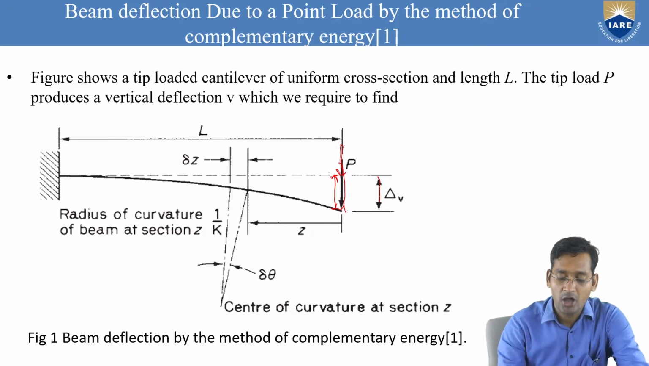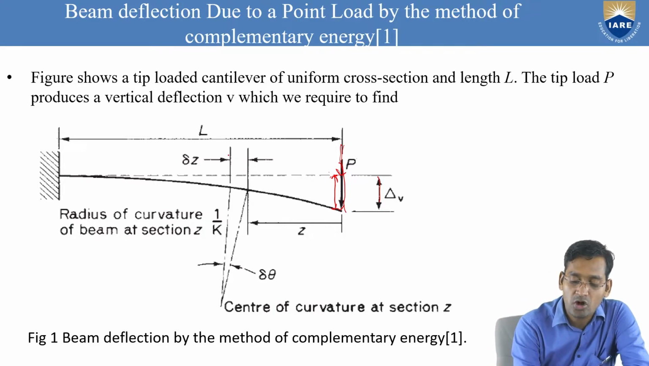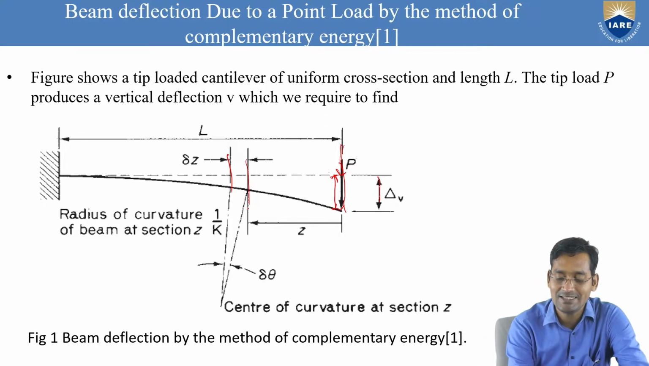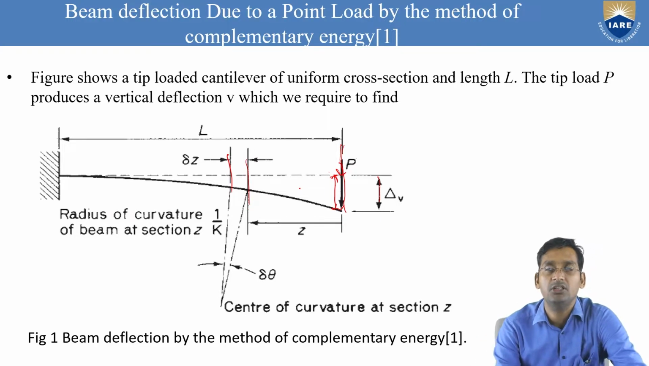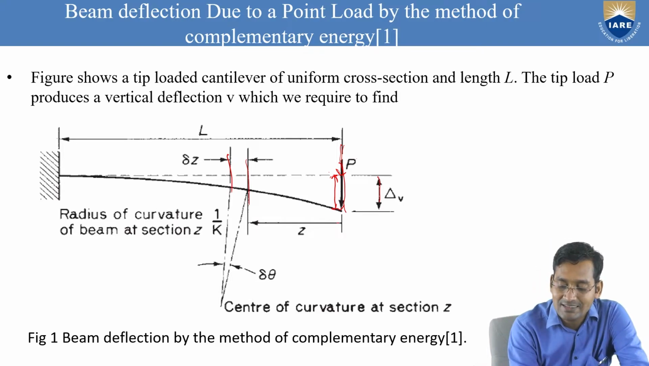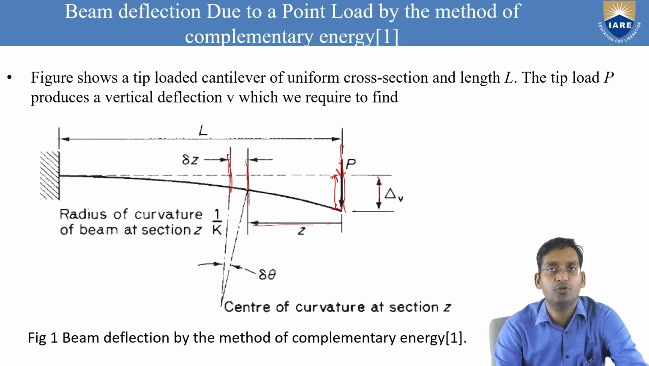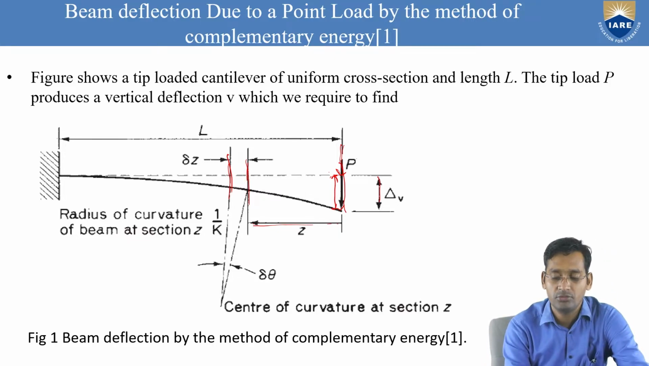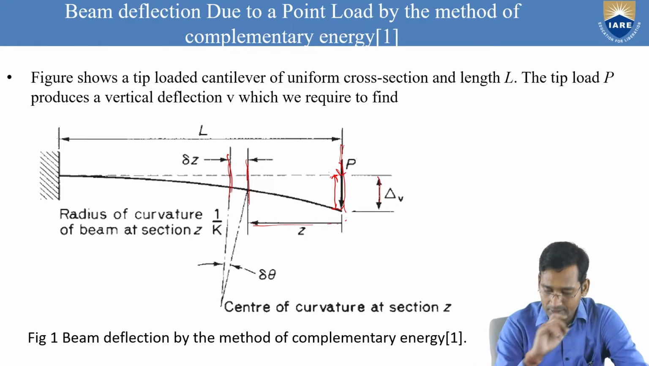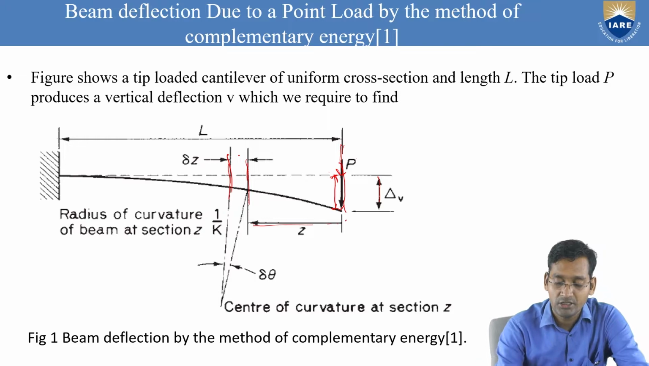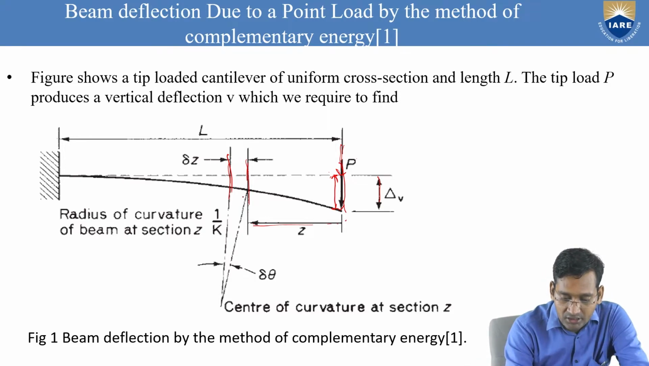Okay, so how will we find it? Take a small element anywhere at a distance Z from the end point, or you can say from the free point. So at a distance Z, take a small element dou Z. Once we find it for the dou Z, we will integrate from 0 to L, and we will get the total deflection. So this dou Z is required. Now let's see here, this is dou theta for the point where we are taking the element.